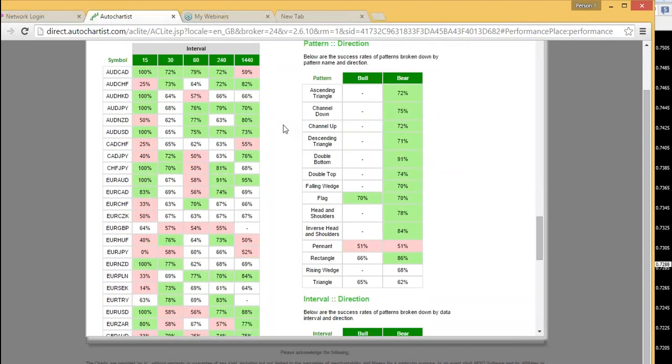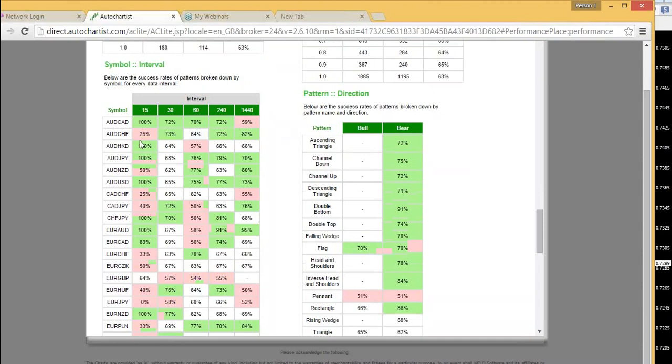So I'm going to come here now, and I'm going to look at the last 6 months, and I'm going to see in the 15 minutes what trading pairs did the best. And you can see AUD/CAD has a 100% success rate in 15 minutes. So I'm going to use that. Swissy, okay, only has a 25% success rate in the 15 minutes. So I'm not going to look at that.